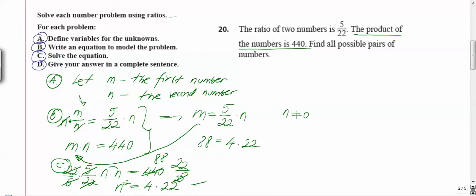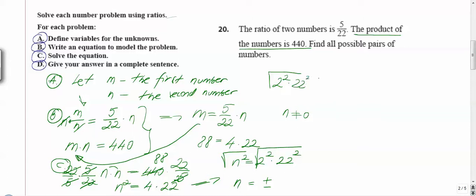Okay? And now to find n, your n squared equals 4, which is 2 squared, times 22 squared. To find n, you will take the square root of both sides, right? Your n, because square root of n squared is n, will be equal to plus or minus what? Let me show you here. Square root of 2 squared times 22 squared will be equal to square root of 2 squared times square root of 22 squared, which is what? 2 times 22. So your n will be plus or minus 44.